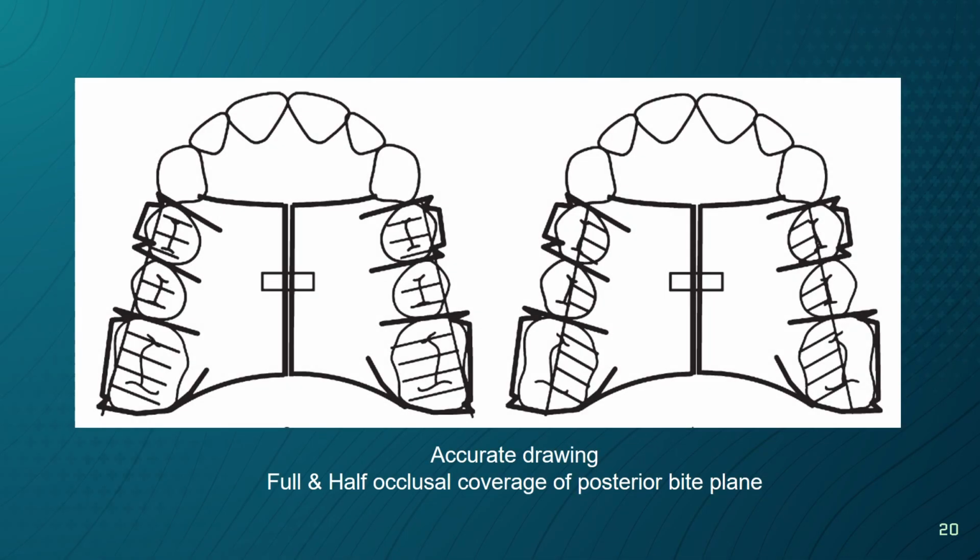Okay, now accurate drawing of the required design is important. For example, if we compare these two drawings, we can see in the first drawing the whole occlusal surfaces of the posterior teeth are shaded, meaning what is required is a full occlusal coverage by the bite plane. Whereas on this second diagram, we see the shading is only done on the palatal half of the occlusal surfaces. So the required posterior bite plane here is a half occlusal coverage plane.